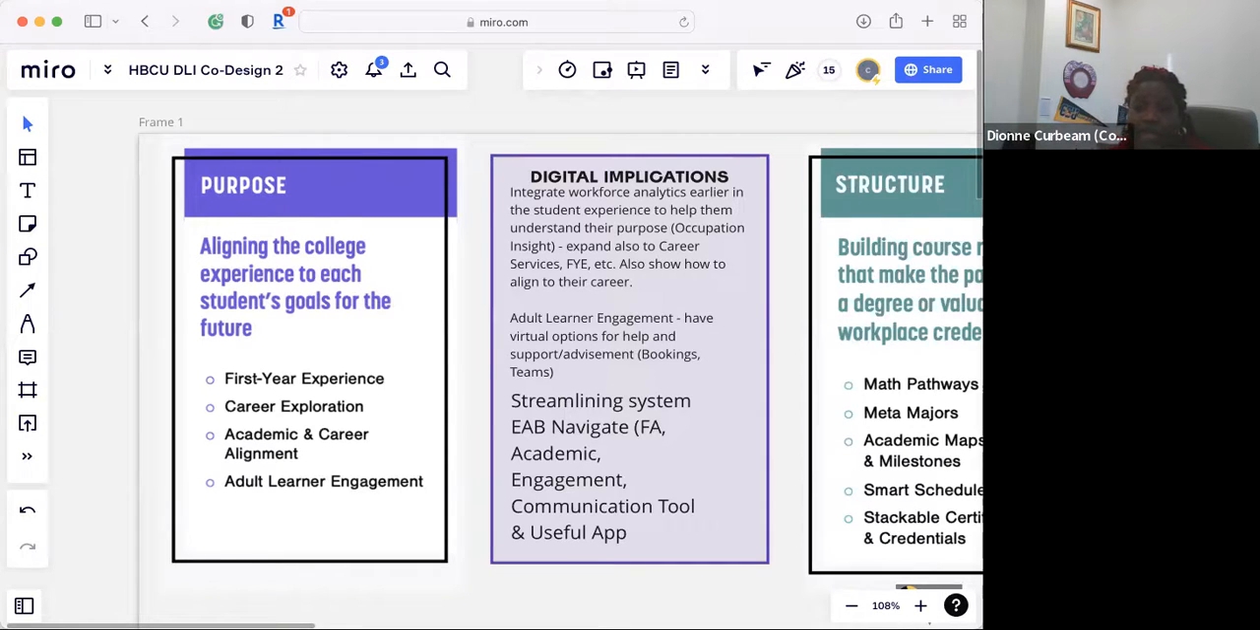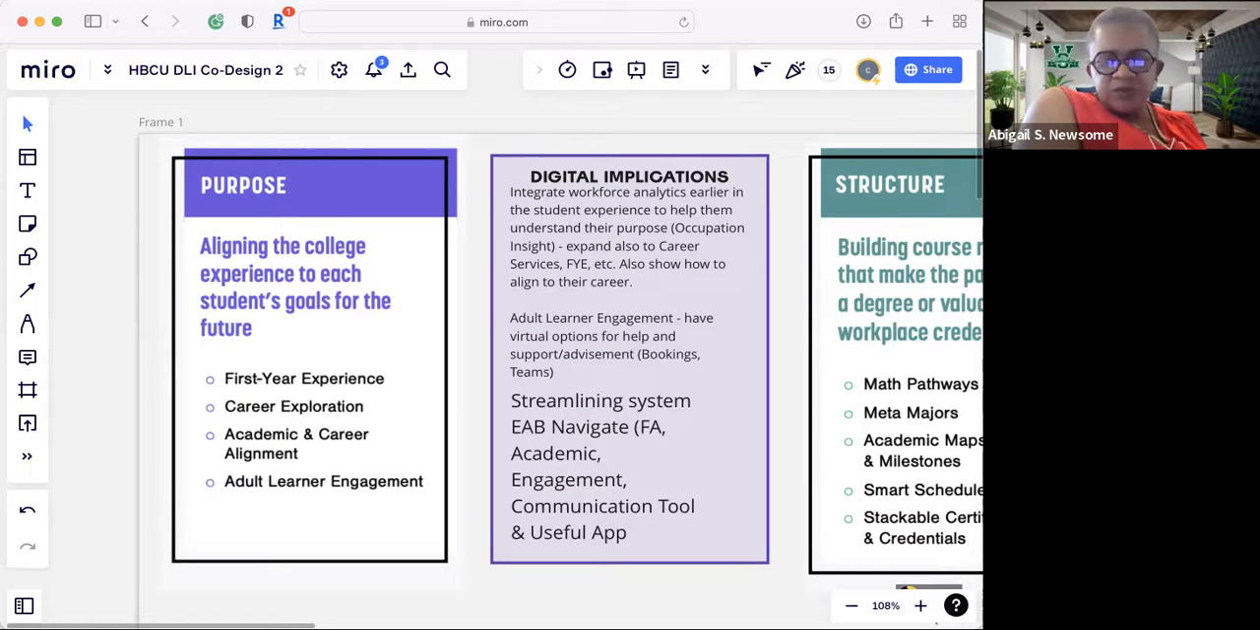Also for adult learner engagement, we offer virtual options, like using Microsoft Bookings to book appointments, and having Microsoft Teams so they don't have to step on campus. I think it was Abigail who mentioned EAB and using that system. Abigail, do you want to talk about that? Because you did very well speaking about that.